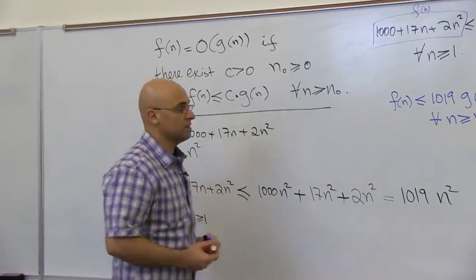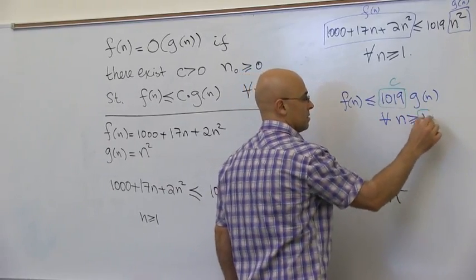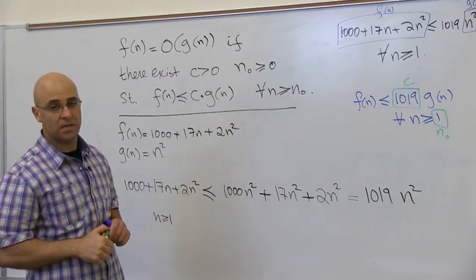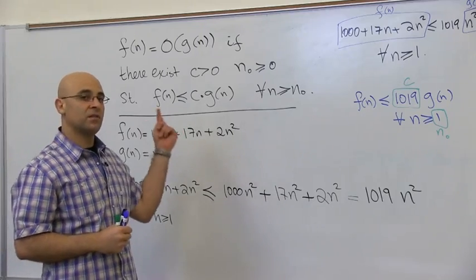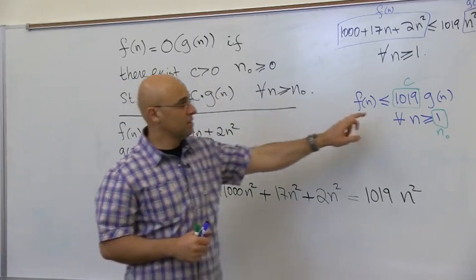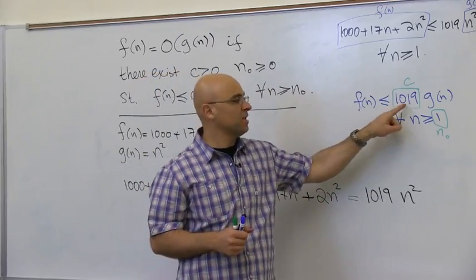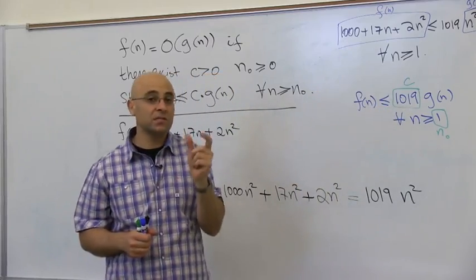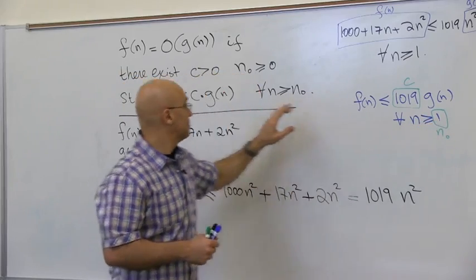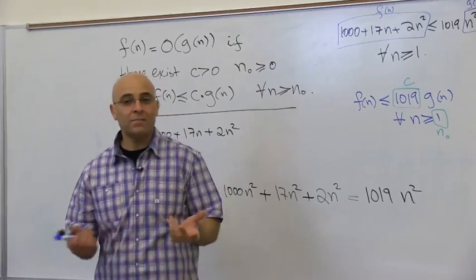Because if you look at this, just call this c, call this n0. We have to make sure that if I call them c and n0, they satisfy the properties of the definition. The definition says that c has to be greater than 0. It is greater than 0. For example, if doing this exercise I got to minus 3 here, I couldn't call it c, because c has to be greater than 0. I called this n0. n0 has to be greater than or equal to 0. 1 is greater than or equal to 0. So I am done.